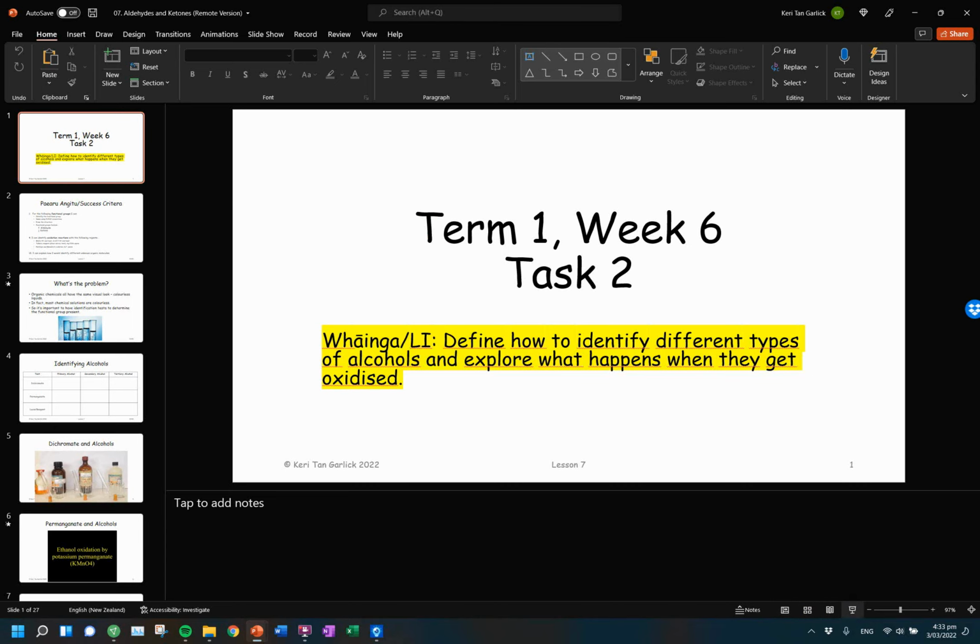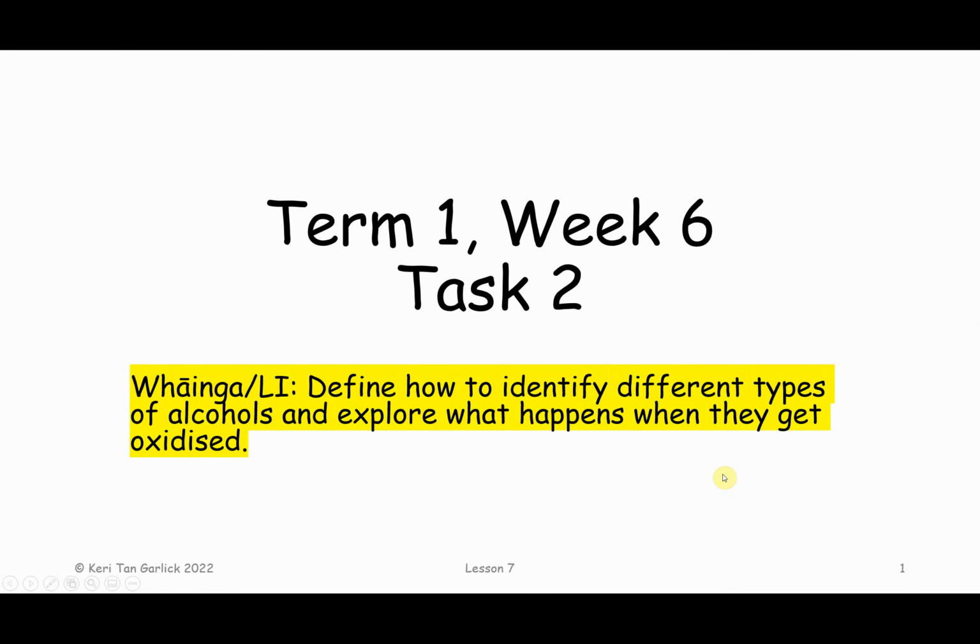All right, Kia ora. So here is your second task for week number six of remote learning. Task one was a CPR quiz. So this is your first content lesson now. In this case, we are looking at some of the identification processes. In particular, we're looking at the alcohols.